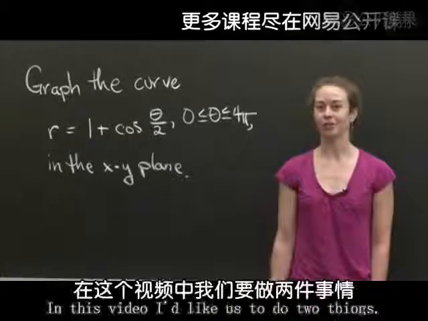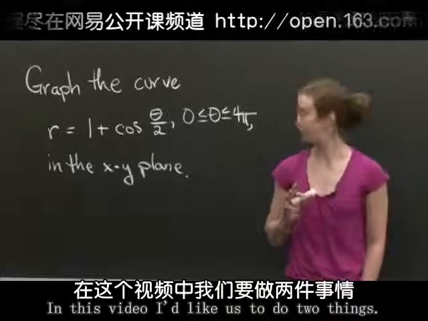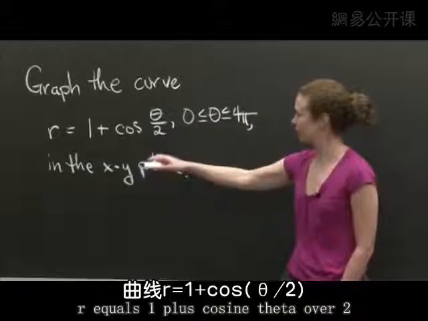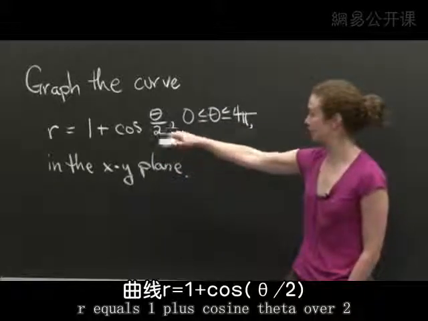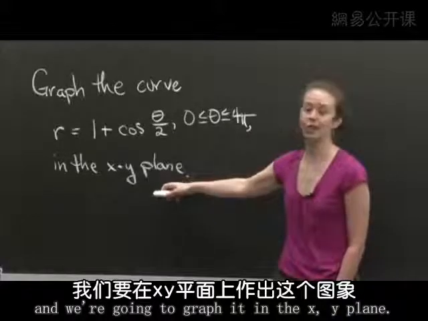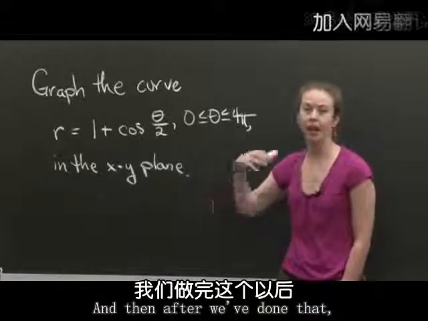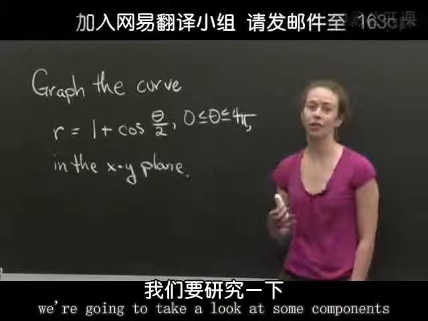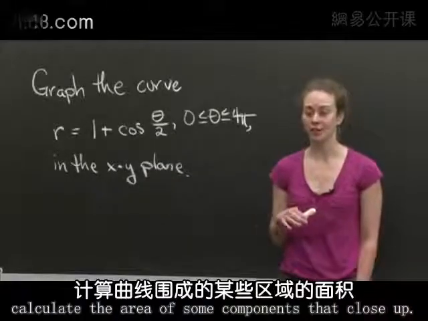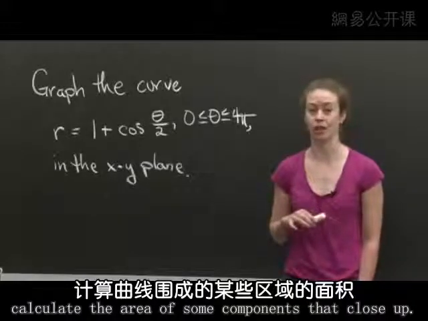Welcome back to recitation. In this video, I'd like us to do two things. The first thing we're going to do is graph the curve r equals 1 plus cosine theta over 2, for theta between 0 and 4 pi, in the xy plane. And then after we've done that, we're going to take a look at some components of that curve, and calculate the area of some components that close up.